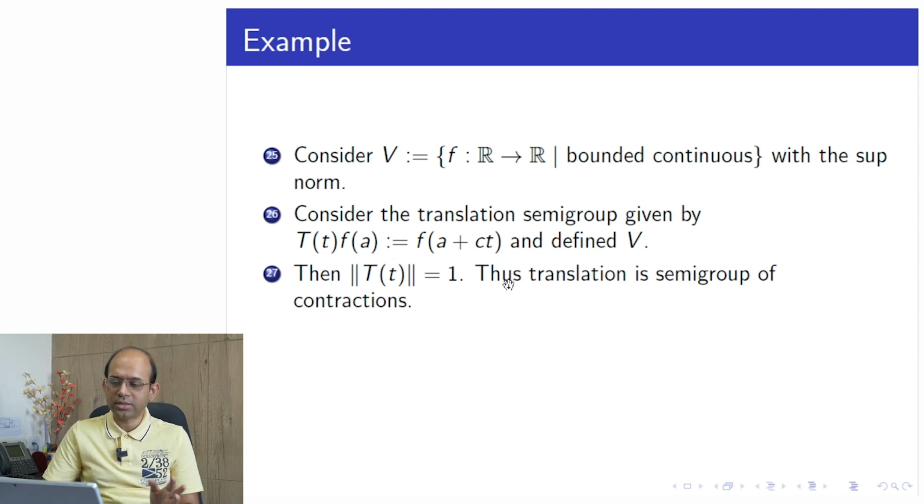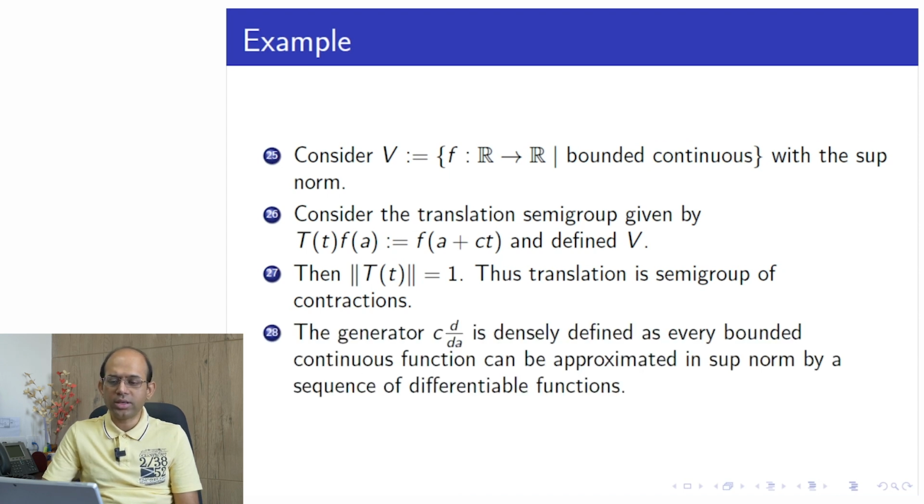So thus the translation semigroup is a semigroup of contractions. Now the generator of the translation semigroup, we have already seen earlier, is the derivative with respect to time. This derivative operator is surely not defined on the whole space V. Why? Because this is the space of bounded continuous functions, so all the members need not be differentiable.